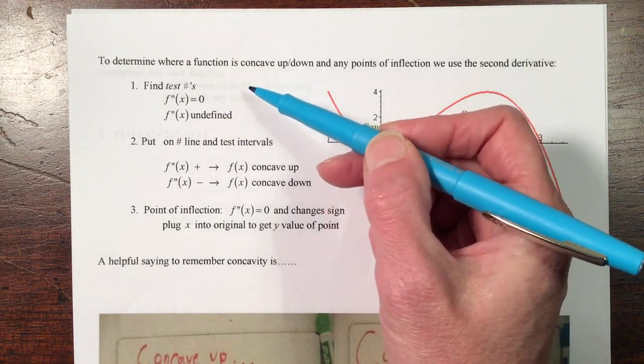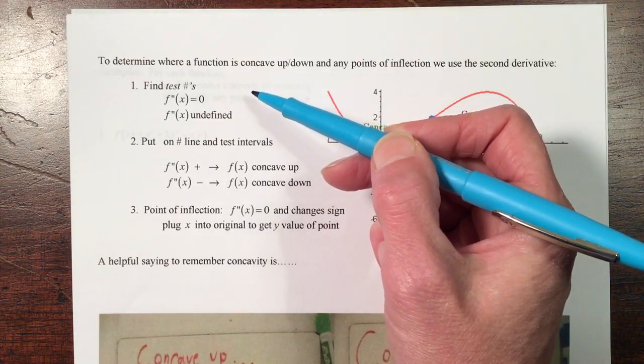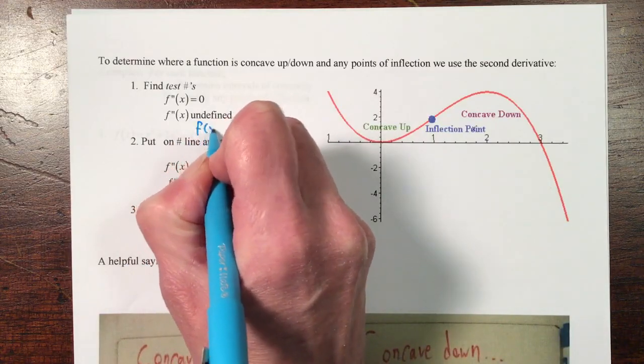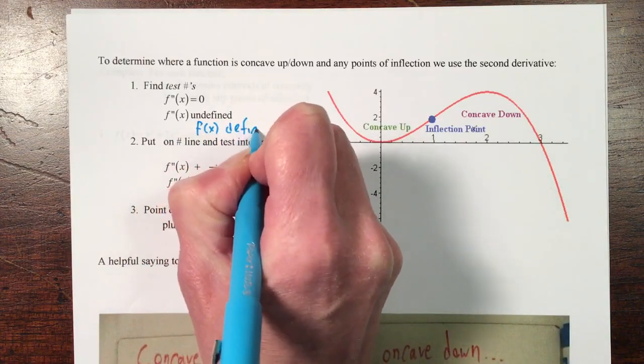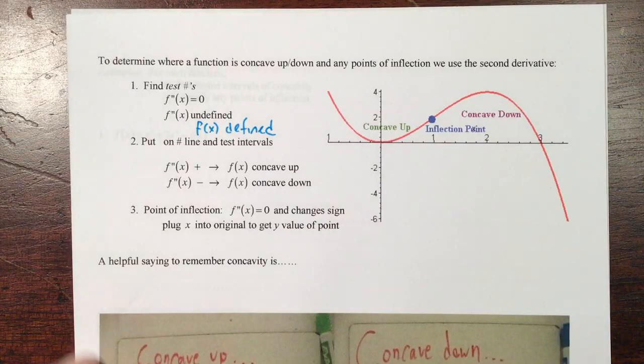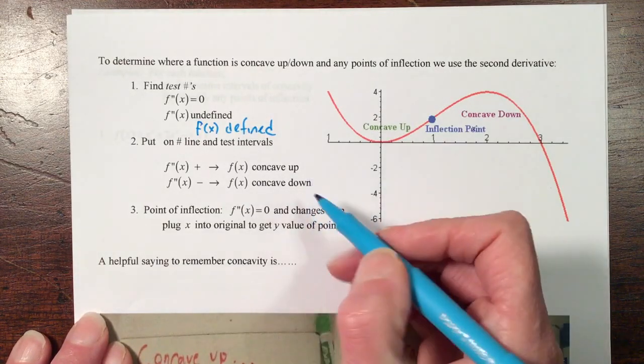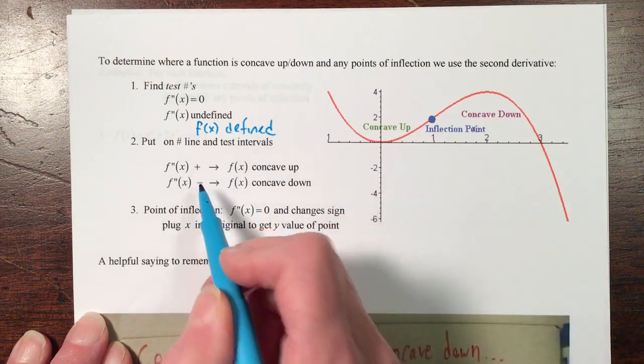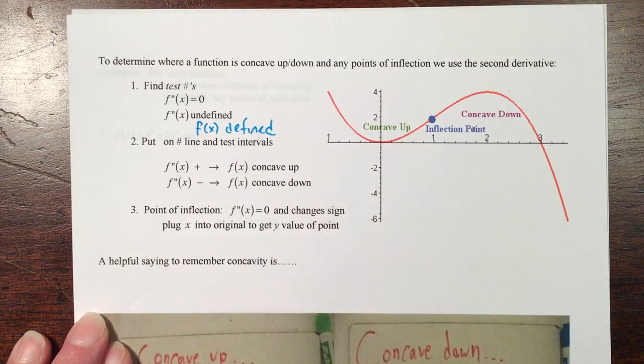We're going to find our test numbers just like we did yesterday by setting it equal to 0 or being when it's undefined, but defined in the original. And again, that's something we'll come up with when we get to those types of examples. We're going to put those numbers on a number line. We're going to test our intervals, and then we're going to describe our intervals as concave up or concave down. And then if we have any points of inflection, we're going to describe those as well. And you'll see what I mean when we move through an example.